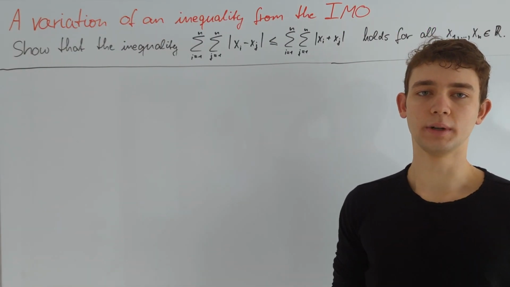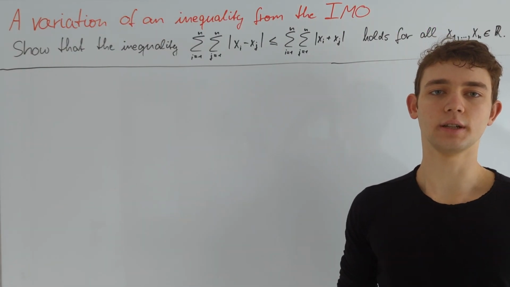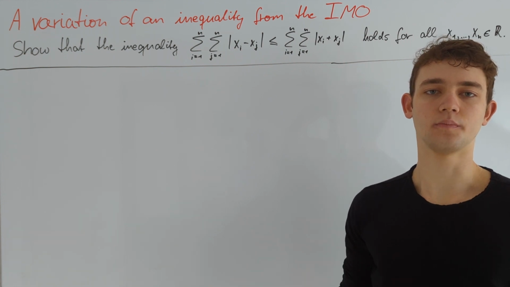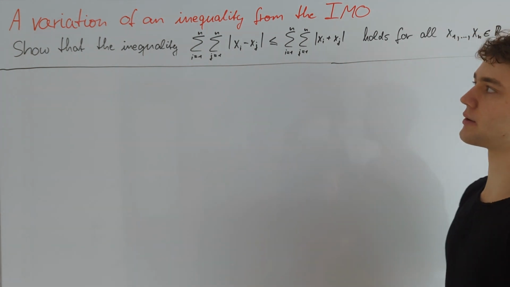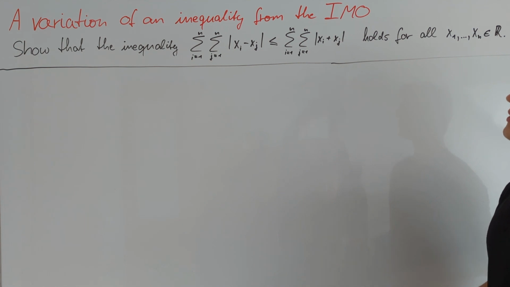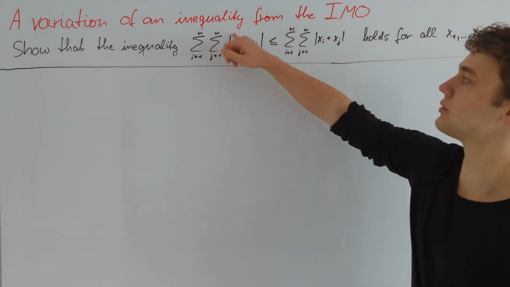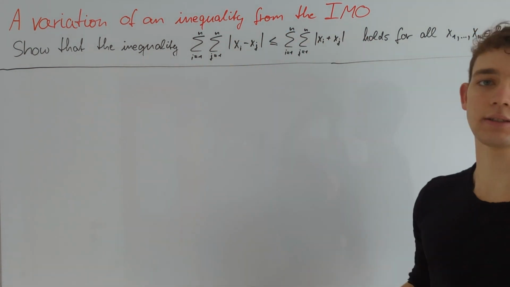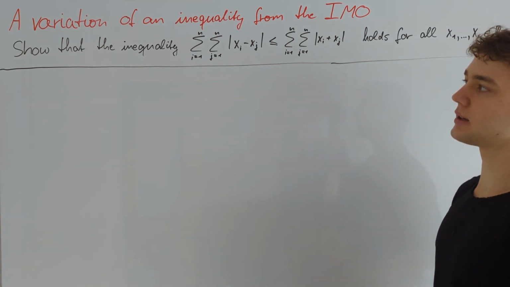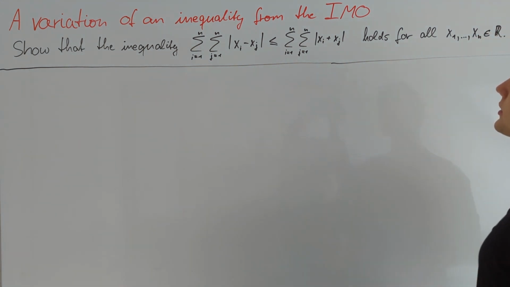Hey guys, 2 weeks ago I presented a solution to IMO 2021 problem 2. Today I want to cover a variation of that problem where we remove the square roots from the summands on both sides. So we are asked to prove that the following inequality holds for all real x1 up to xn.